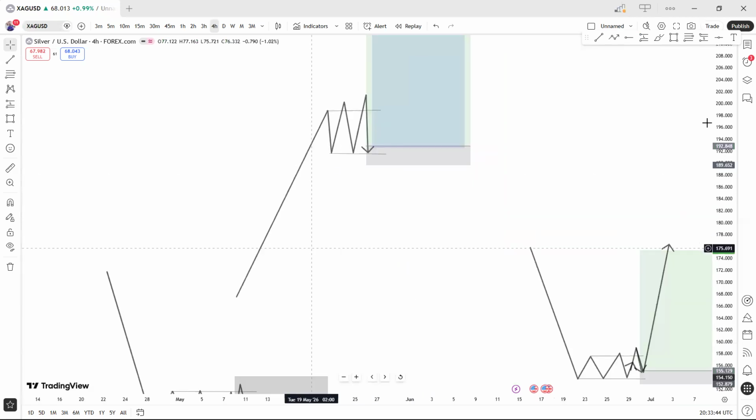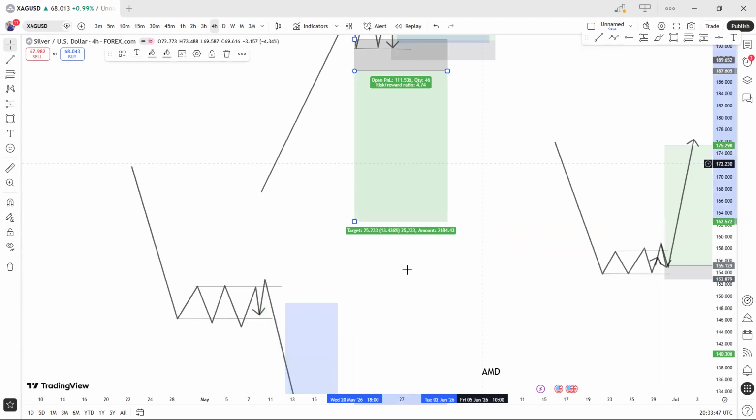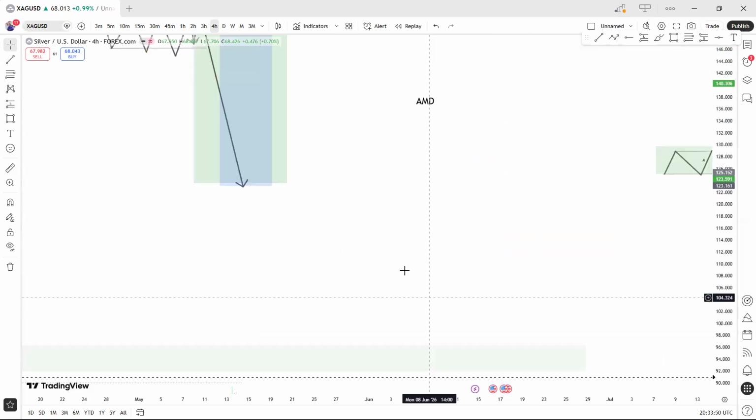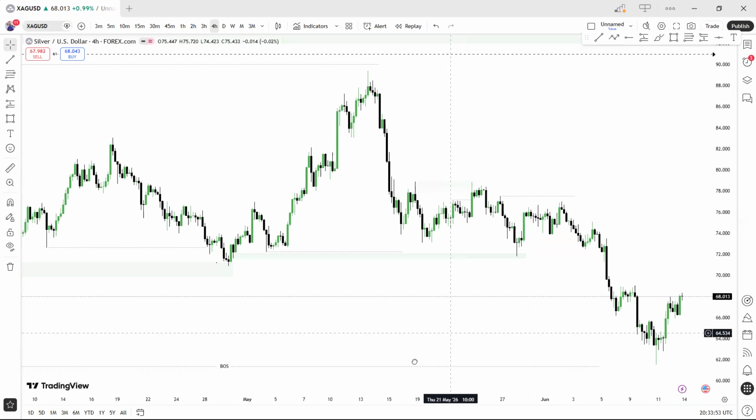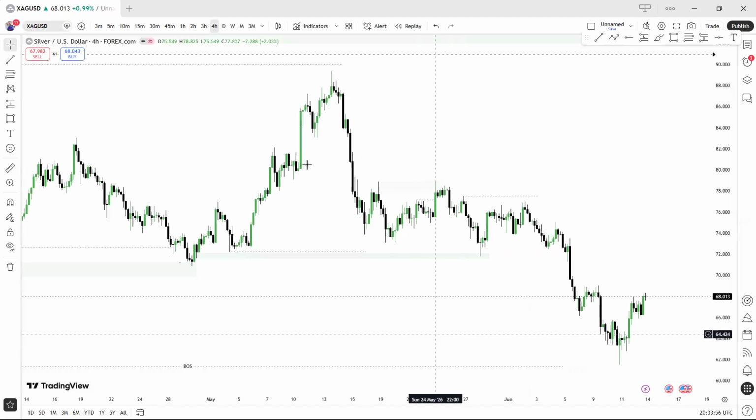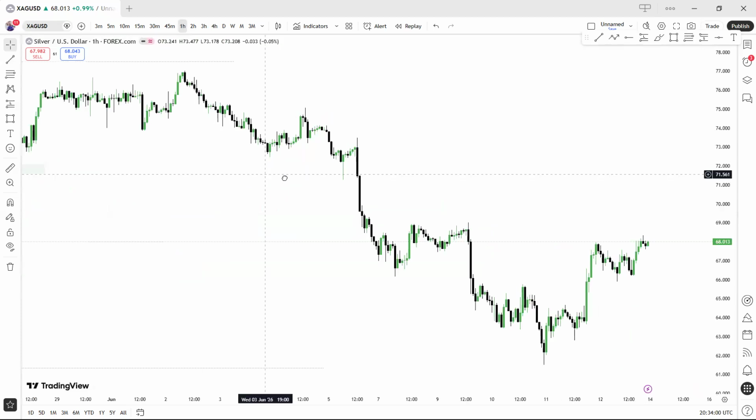Let me show you a chart example. If I can find a chart example, I will show you. Let me show you guys a chart. Okay, this is a very good chart example.